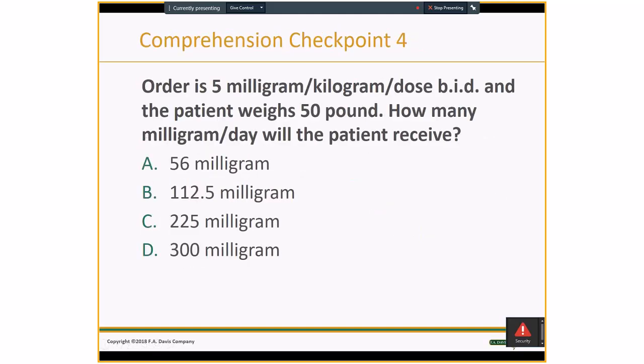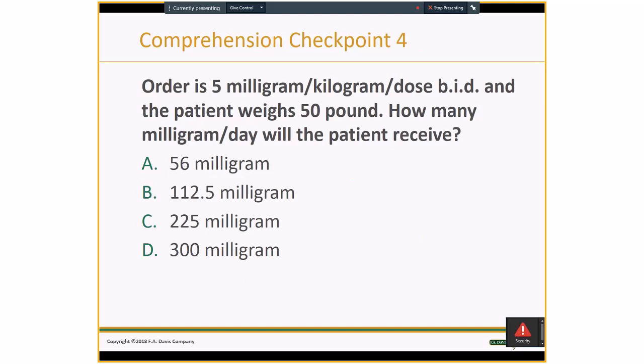Okay. So 5 milligrams per kilogram per dose, twice a day. If they weigh 50 pounds, then we're going to times it by the 0.45. So I got 22.5 kilograms. And then it's 5 milligrams per kilogram, so I did the 22.5 times the 5, and I got 112.5 milligrams. But if they're doing 2 doses, how much per day would they get? I multiplied it by 2, and I got C, 225.